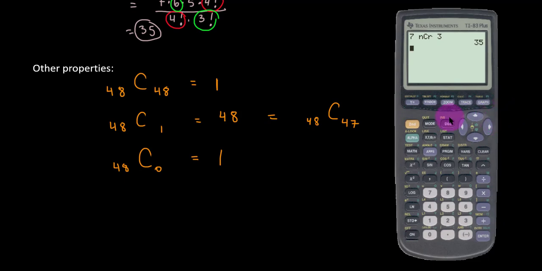Now let's have some fun with this. Let's do 48, choose 2. It's going to get a bit larger than 48. That's fun. What about 48, choose 20? This might get astronomical. Let's give it a shot.